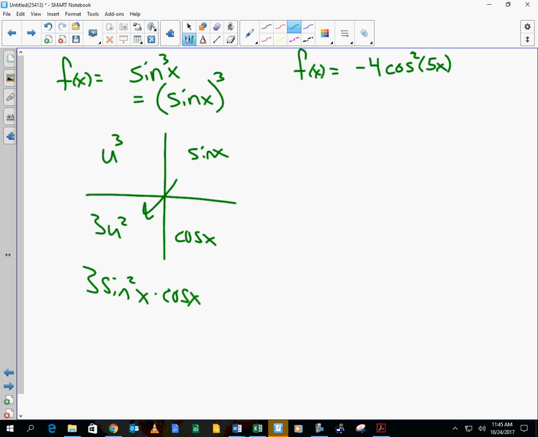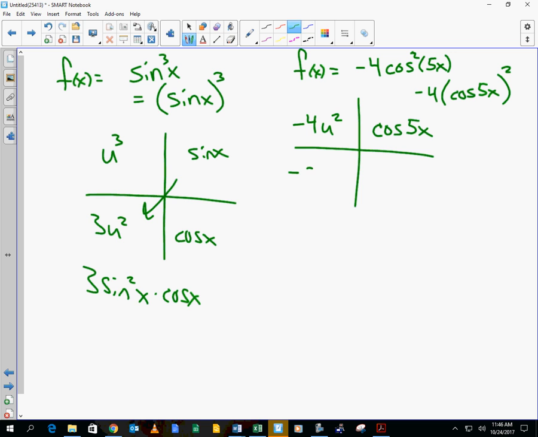Now, one more. You won't have to do this today, but I want you to see this. Isn't this the same thing as negative 4 times cosine of 5x, that quantity squared? So what's the inside? The inside is cosine of 5x. What's the outside? What's the derivative of negative 4u squared? How do I find the derivative of cosine of 5x?